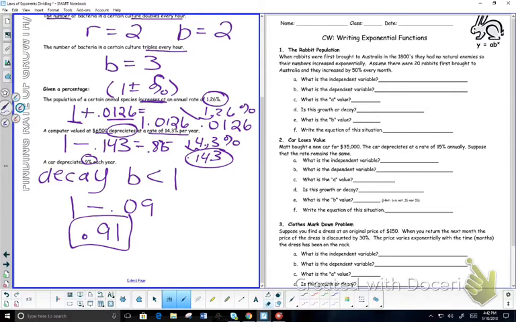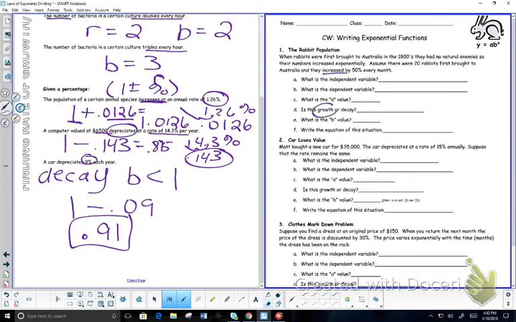We'll do the car one, because you've got one that's increasing, so this is going to be growth. This one is depreciating, so it's going to be decay. Since this is growth, your B value will be greater than 1. Since this is decay, your B value will be less than 1. And then down here, you can decide on that one.